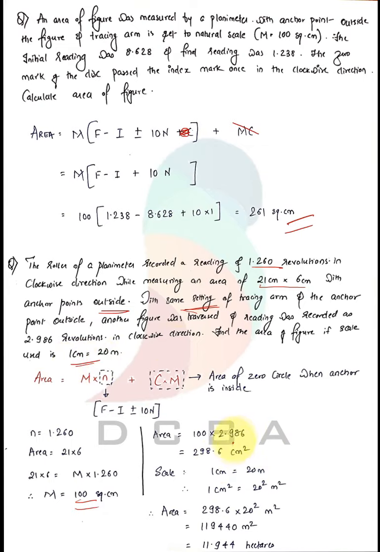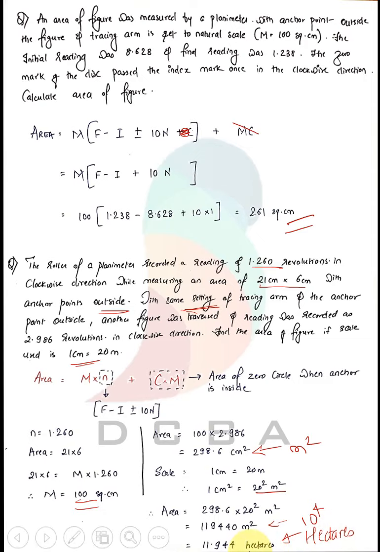Now they have given a scale of 1 centimeter is equal to 20 meters. So 1 centimeter square will obviously be equal to 20 meter square, that is 400 meter square. So to convert this into meter square, just multiply it by 400. So you will get 119,440 meter square. This is a very large unit to write, so we can rather convert it into a further small unit, that is, divide this by 10 raised to 4 and you will get it in hectares. Okay, hectares.